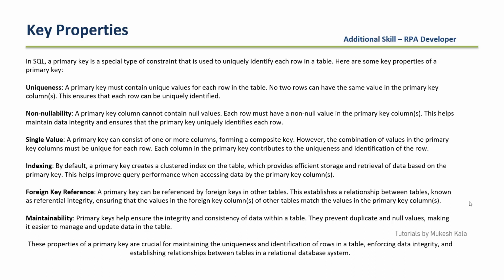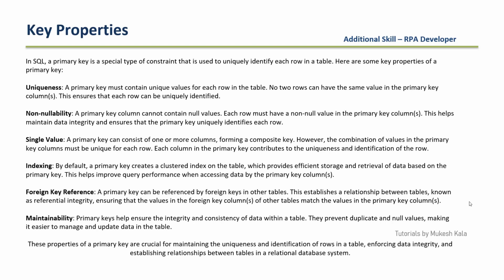Last one is maintainability. A primary key helps ensure the integrity and consistency of data within that table. It prevents duplicate and null values, making it easier to manage and update the table. These properties of the primary key are crucial for maintaining uniqueness, data integrity, and establishing the relation with other tables in an RDBMS. I hope now you understand what is RDBMS. Now, when I say establishing relationship, this is the concept of foreign key, which would be the next video in this series. So these are the key properties of the primary key.